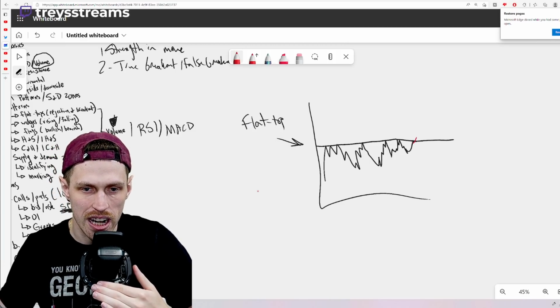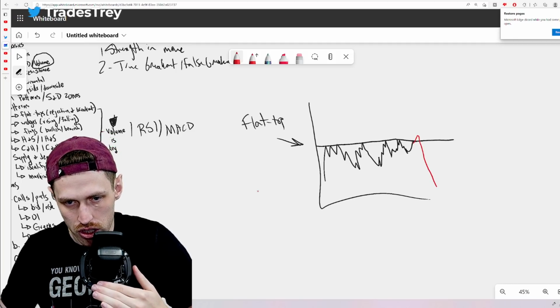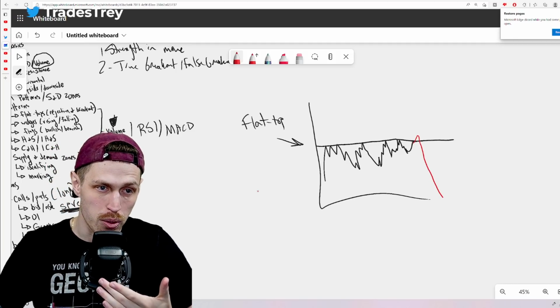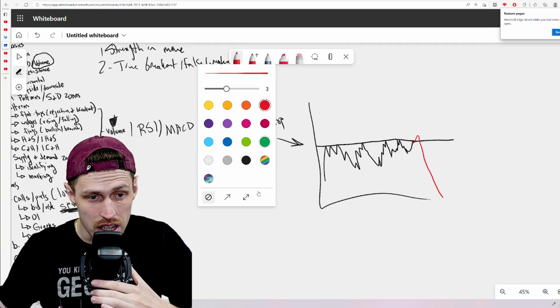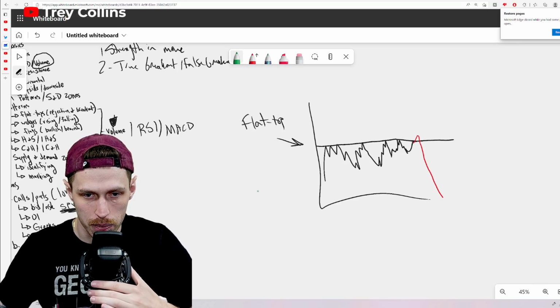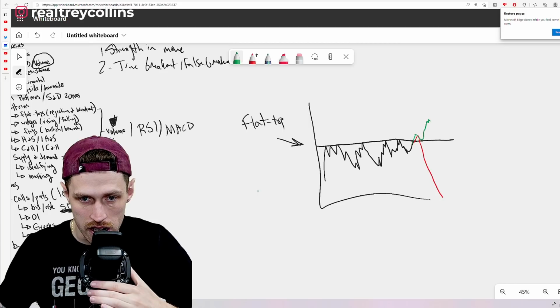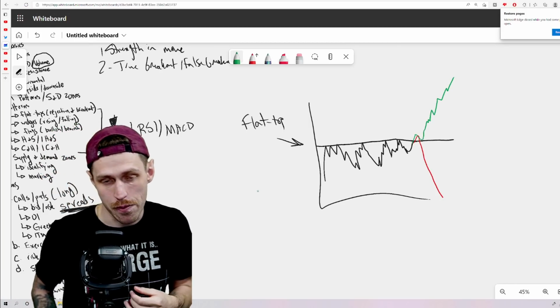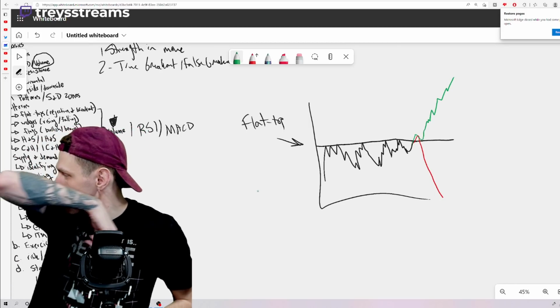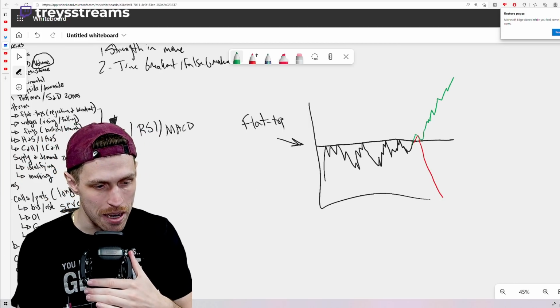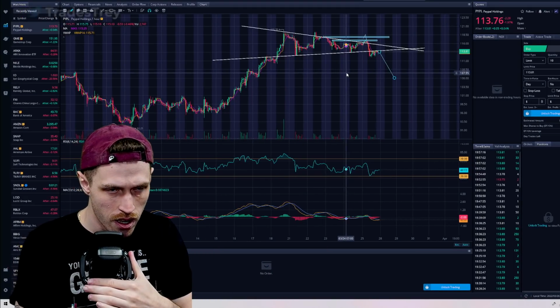Typically with a rejection, you see a false breakout, and then it sells off super hard. That's the rejection off of a flat top. The breakout of a flat top, you'd be looking for something like this, where it breaks out, comes back down to test, and then it bounces, and then you get a big move off of that flat top level. Let's show you an example. Let's try and find something here really quick, right?